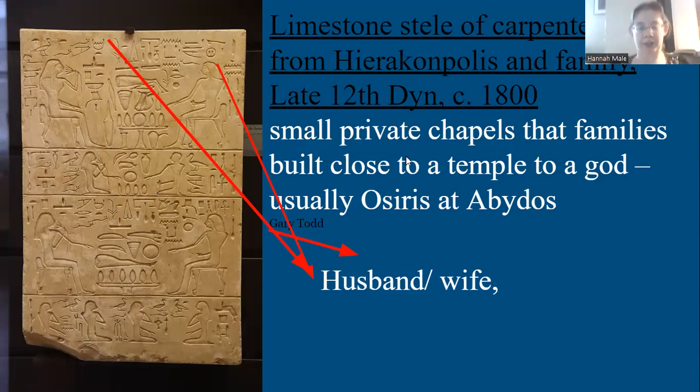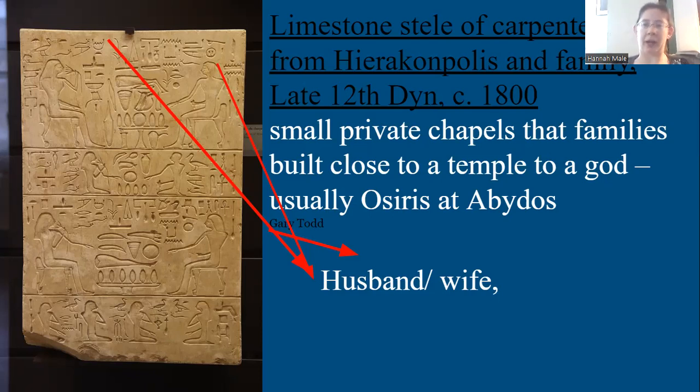So the original context of this object was probably from Abydos. I talked about in the last slide how during the Middle Kingdom, Abydos became a place of pilgrimage for families and individuals because it was thought that the tomb of Osiris was there. And so what families would do is they would build these small private chapels close to temples at these sites. And in the Middle Kingdom, a temple was built to Osiris, and they would set up these stelae there. So even if they couldn't do the pilgrimage in person, they could at least do the pilgrimage in spirit.